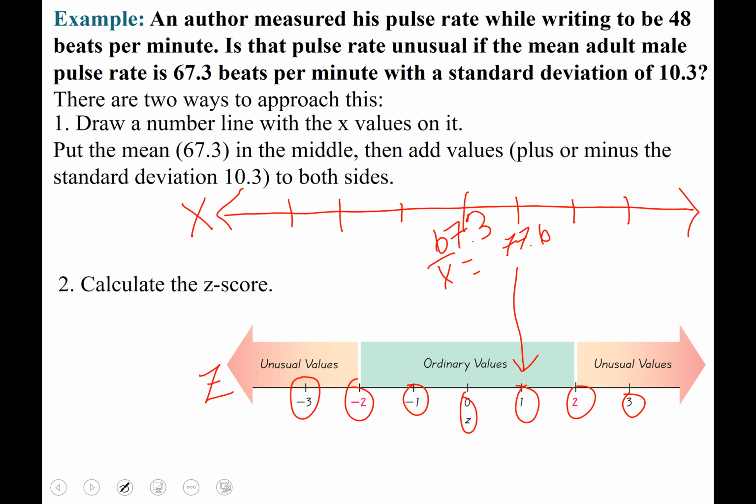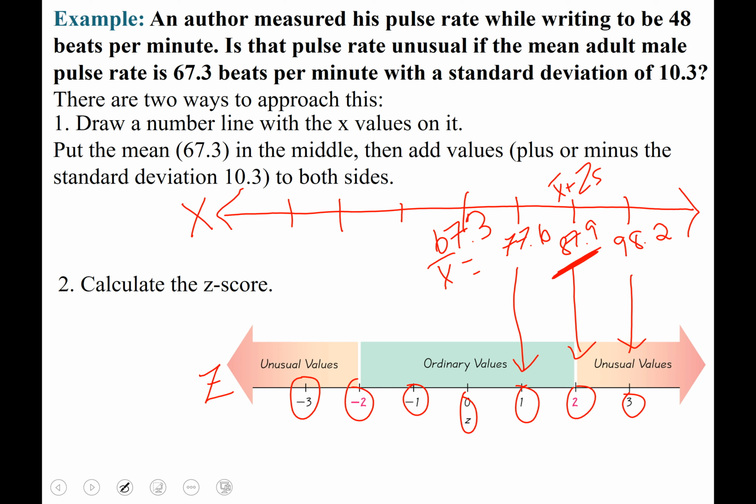I'm going to go again, plus 10.3. I've got 87.9. That is X bar plus 2 standard deviations right there, and anyone with that pulse rate would have a Z-score of 2. I'm going to go one more time. Anyone with a pulse rate of 98.2 would have a Z-score of 3, which would be an unusually high pulse rate. In fact, anything above our 87.9 would make it into the unusual range.